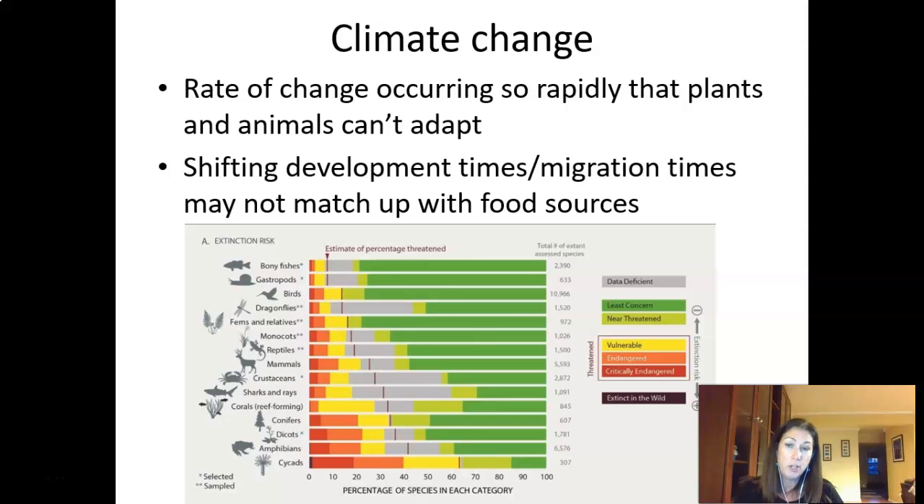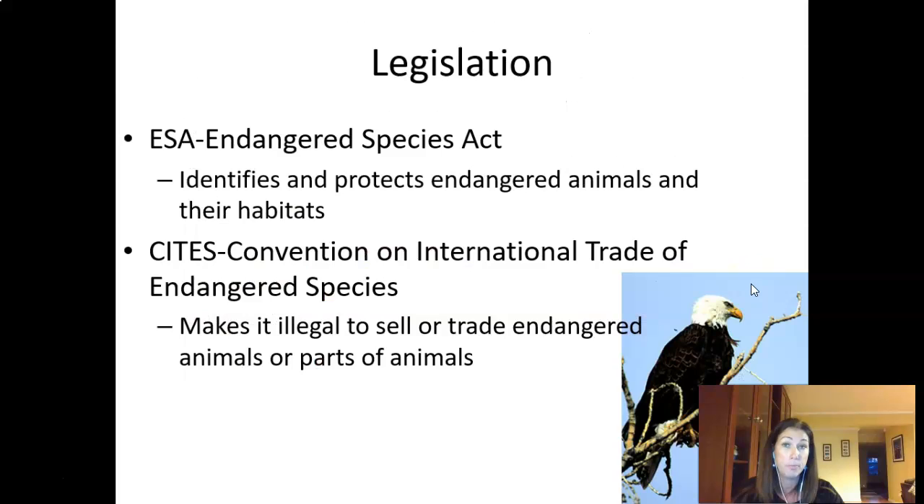And so this graphic here shows you which animal and plant groups are most at risk. And so down here on the bottom, the yellows to reds are the ones that are most vulnerable. So our cycads, our amphibians, dicots and conifers, and our corals are some of our most at risk groups of species. But you can see that this goes across all different diversities of animals and plants that are at risk of this changing climate.